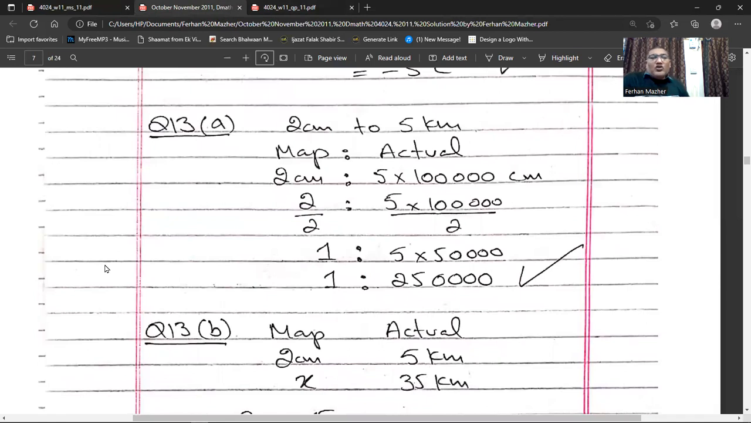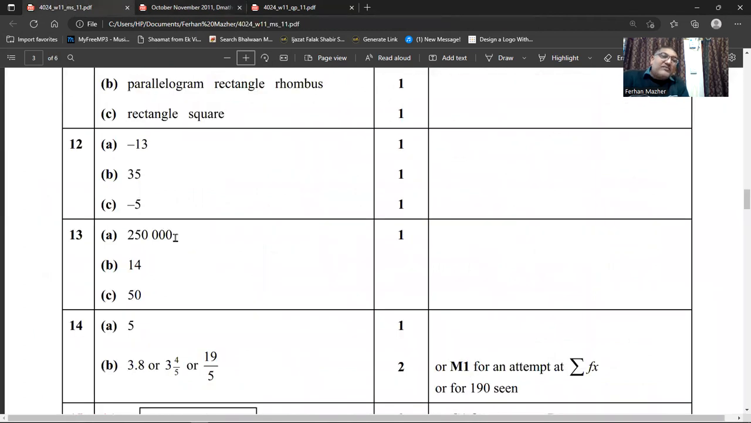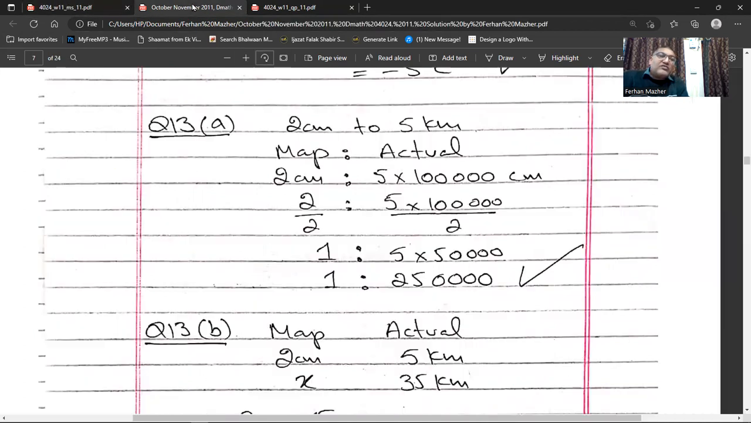Then I will try to simplify them by cancelling if the cancellation is possible. So map and actual, 2 centimeters ratio 500,000. So divide both sides by 2. So you will get 1 ratio 250,000. So whenever you write them in the ratio, their units must be the same. So 250,000 should come there. Okay, so our answer is right.